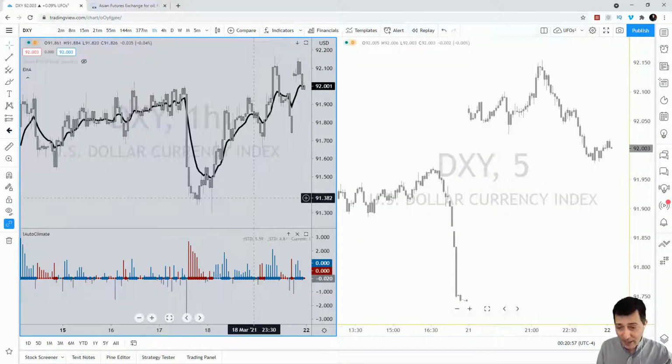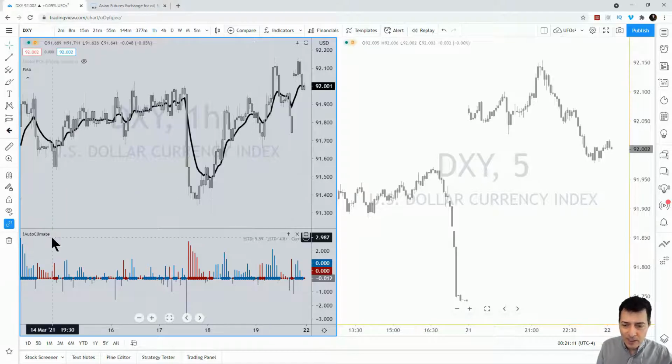Well, in our case, we use a tool called AutoClimate, which by the way is free for everyone. If you want access to AutoClimate, you can also email us, and we'll be delighted to grant you access if you don't have it yet. Basically, AutoClimate tells you if it's sunny or rainy, if it's time to go or time not to go, stay home or go out. And let me zoom in.